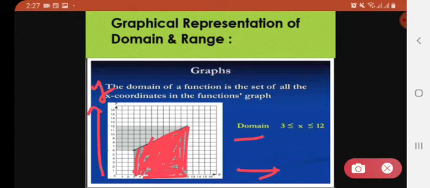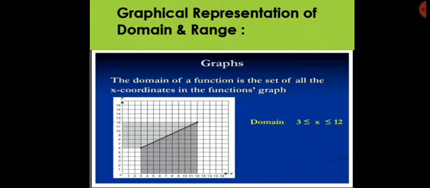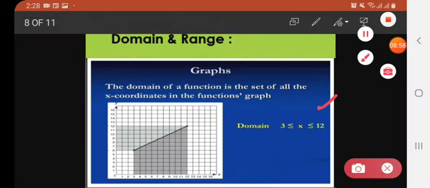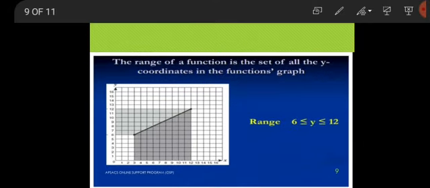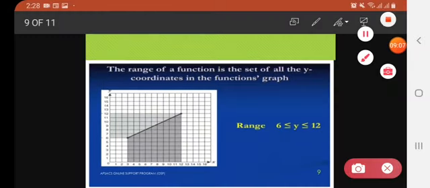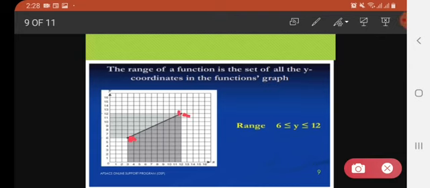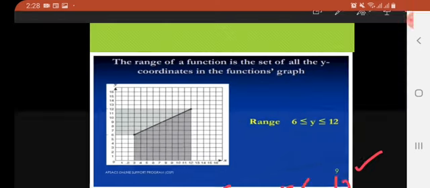Okay, you can see that x is 3 and x is 12, and they are both included in this area. So the domain is x from 3 to 12, including them both, right? So this is your domain. Let's check out our range for this. Look at this shaded area. In this shaded area, the value of y is from 6 to 12, including 6 and 12. So I'll say, okay, y is from 6 to 12, this is my range, and I hope you understood.